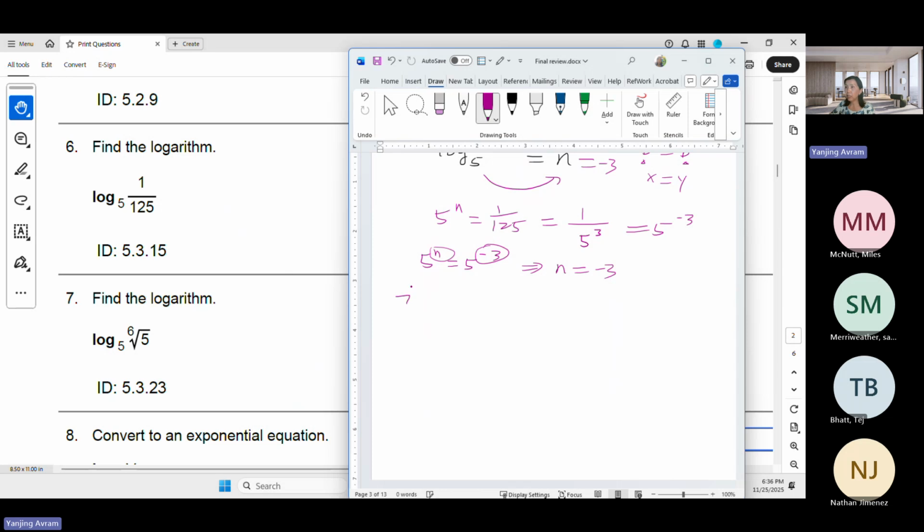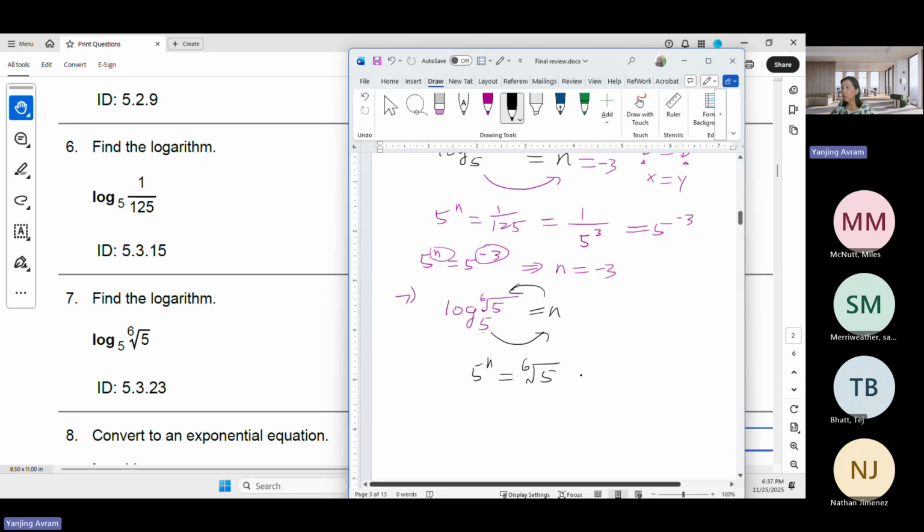Number 7 here, we're going to have log base 5 of the 6th root of 5. So what is this 6th root of 5? Well, we can still put this whole thing equal to n first, right? And then we can convert. I usually say, how do you convert a log into an exponential equation? You draw a little circle, start with the base. So base 5 raised to the power of n equals the 6th root of 5.